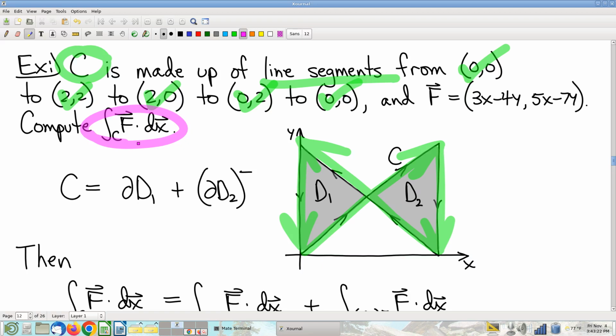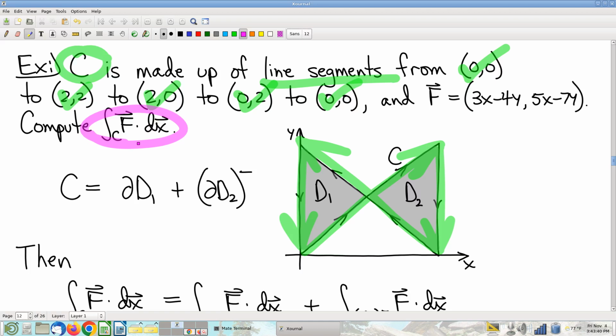I've got to ask myself if I want to use Green's theorem, which I do. Not that I could not brute force this. Look, the vector field's not that bad. The curves are straight lines. This is doable, right? But it's a bunch of numbers. It's going to be inconvenient.